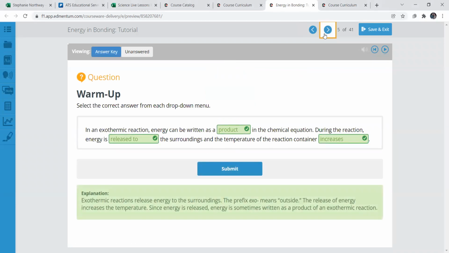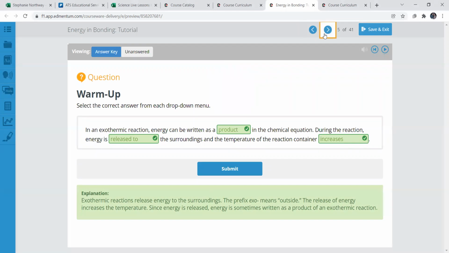In an exothermic reaction, energy can be written as a product in the chemical equation. During the reaction, energy is released to the surroundings and the temperature of the reaction container increases. Okay?